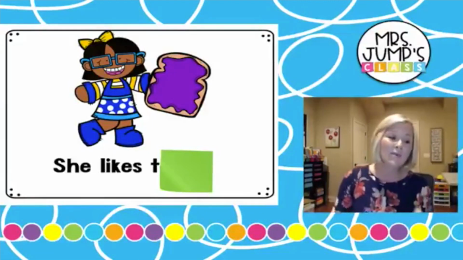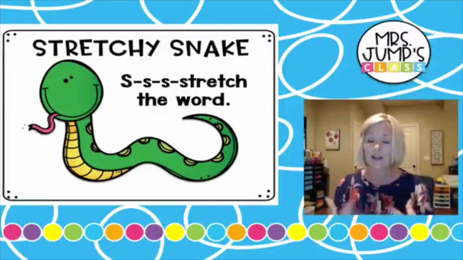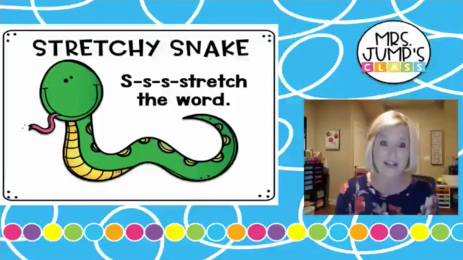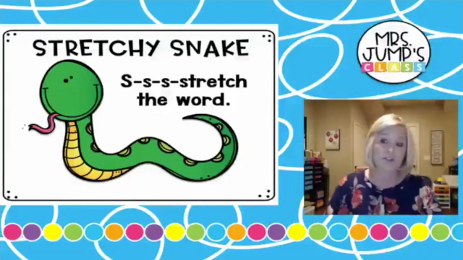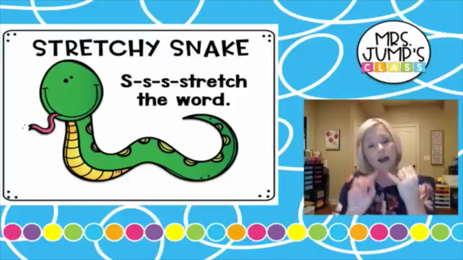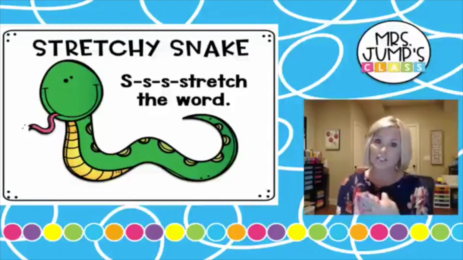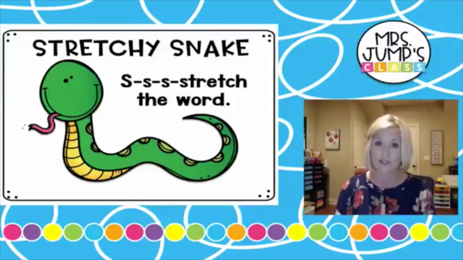Okay, and then whenever I introduce the next strategy, which is Stretchy the Snake, and again, we're gonna do Lips the Fish for several days before I'm ready to introduce Stretchy Snake. And Stretchy Snake is the last one that I will introduce whole group, because Eagle Eye, Lips the Fish, and Stretchy Snake are strategies that readers of all levels need to know.